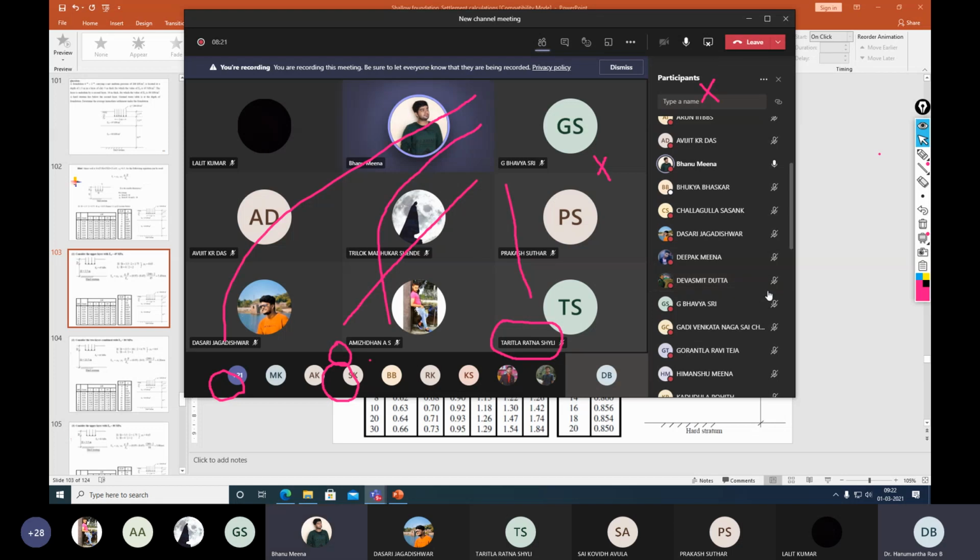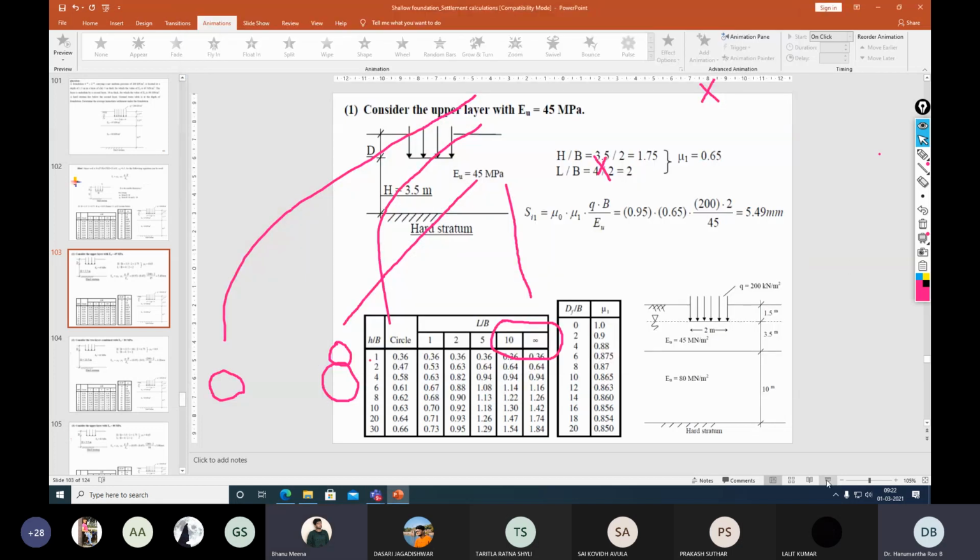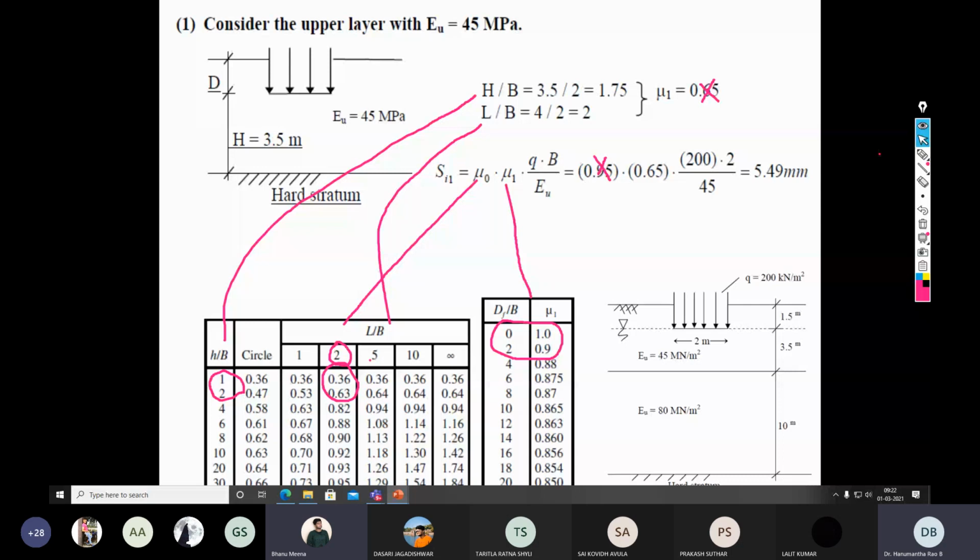Sir, can you show the table, sir? The mu1 and mu2 table, sir. Yeah, so these are the tables.